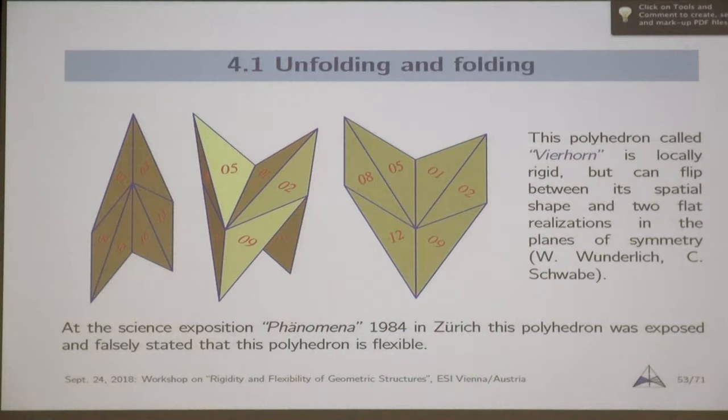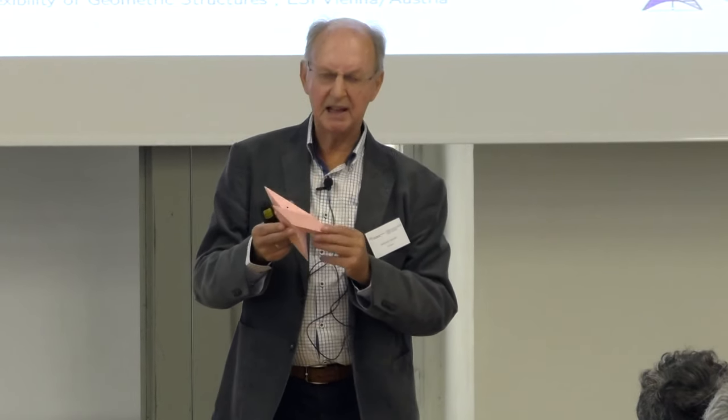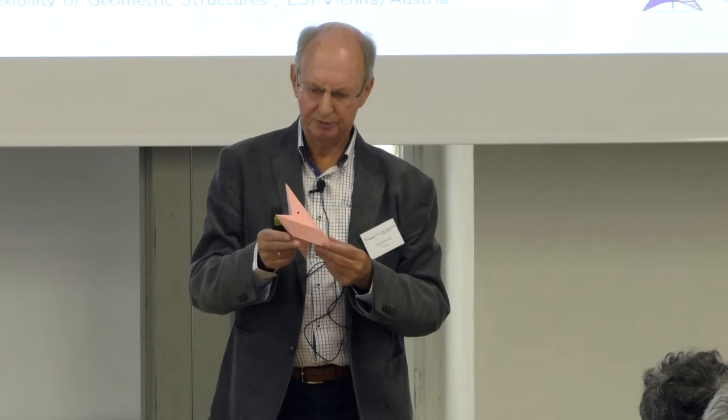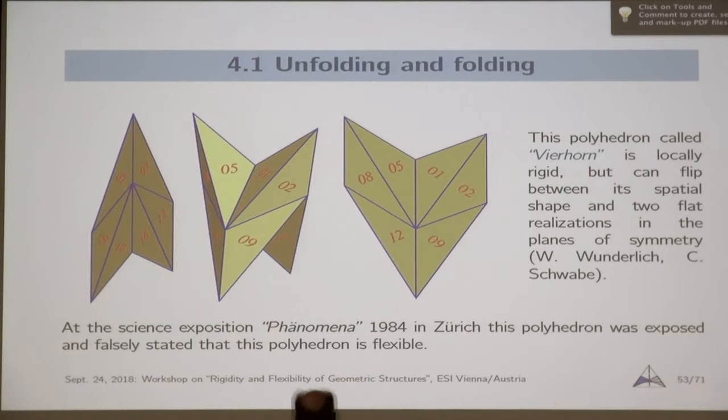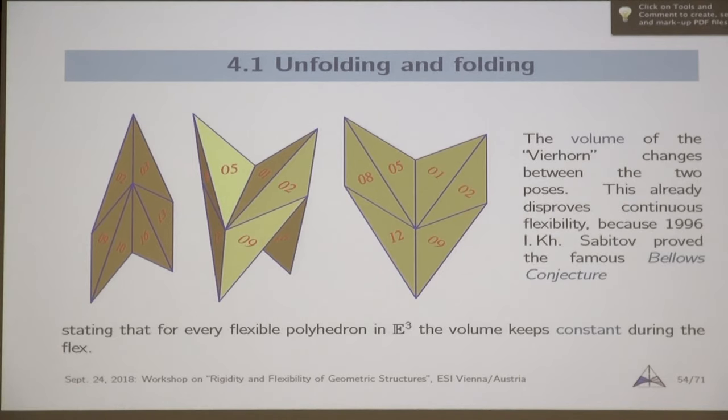There is another famous example which seems to move, but you see at this example, there is a hole in it because it must change the volume. We have two flat positions, and so it has to breathe when moving. And this shows exactly this can't be an exact movement. Also, this was once exposed as a flexible polyhedron. It has two flat poses at one end and at the other end.